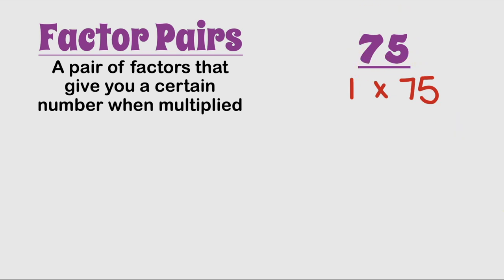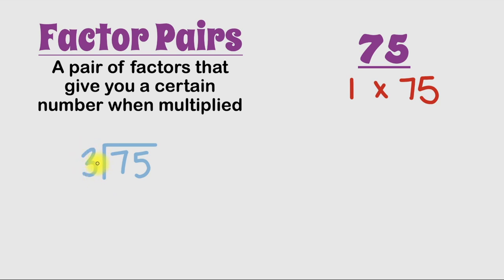Well, let's check. To see if 3 is a factor of 75, we're going to have to take 75 and then divide it by 3. If 3 goes into 75 evenly with no remainder, then it is a factor of 75. And if it cannot go into 75 evenly, then it is not a factor of 75. So let's start our division.